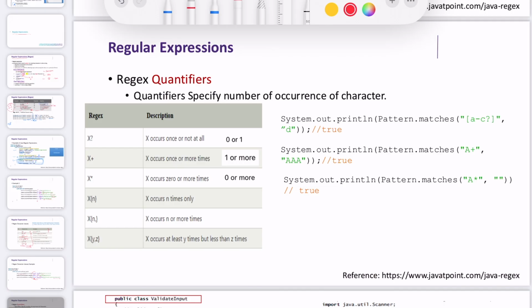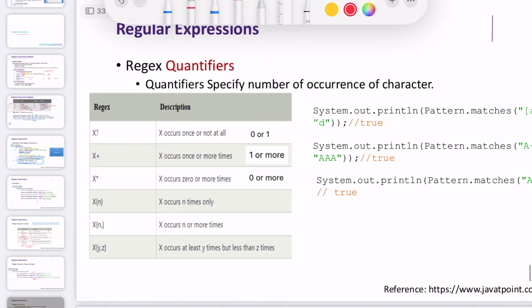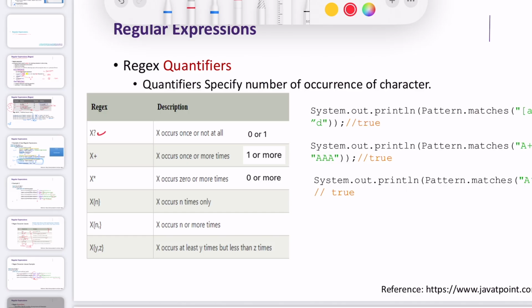The quantifiers give you more flexibility around your regular expressions. For example, if you use the question mark with X, then you are allowing the letter X to occur in your string either once or not at all. So it's okay if it did not appear, it will return true, or if it appears only once, but it's not allowed to appear more than once. This is what the question mark means.